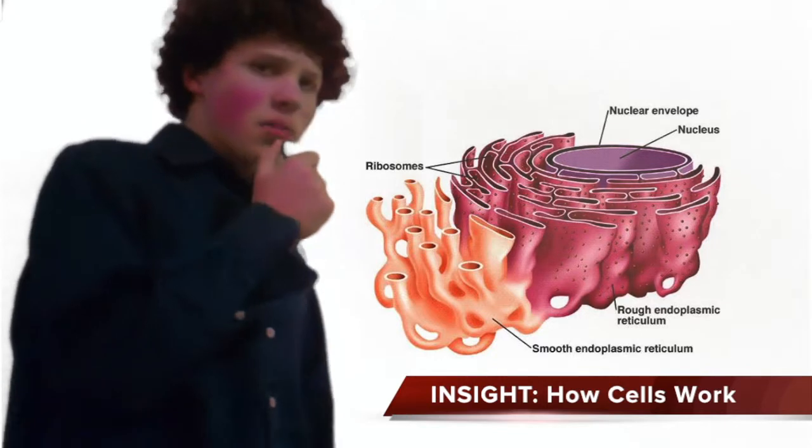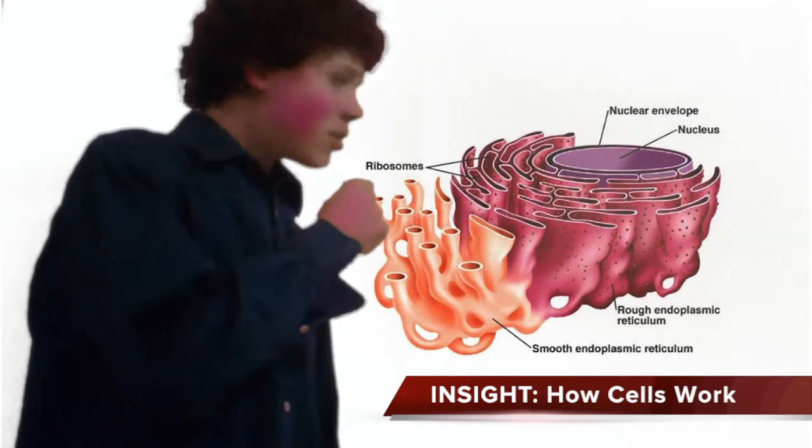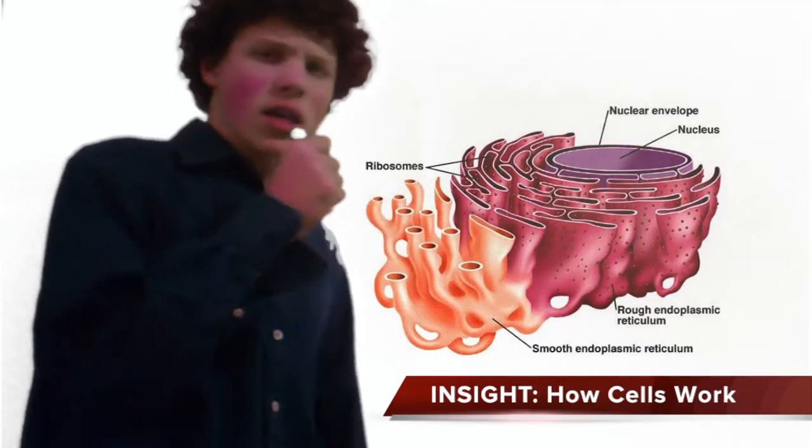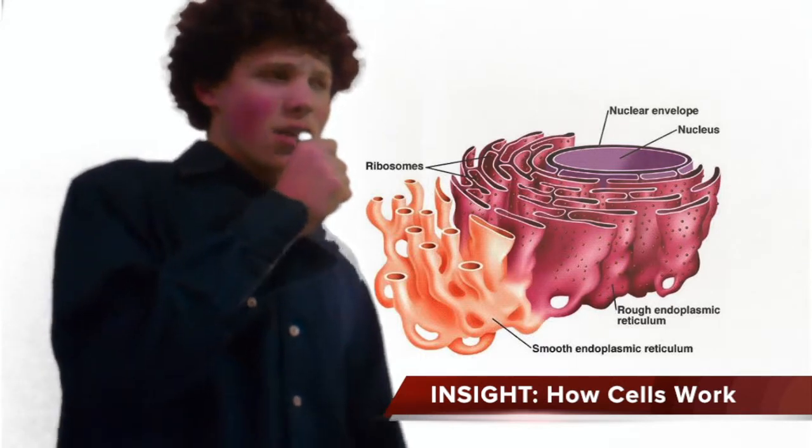Now, the smooth endoplasmic reticulum, while it may look like a vent or like some types of corals that you can commonly see whilst snorkeling, has an actual responsibility within the cell of manufacturing both lipids and carbohydrates, so two very important materials for the cell. And that is about it for the endoplasmic reticulum.